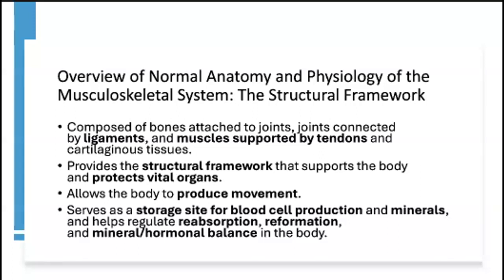So the components, we have our bones connected to joints, our joints stabilized by ligaments, muscles attached to bones by tendons, and cartilage is the cushion of the joints and supports bone growth. The primary functions provide structural support and maintain body shape. It also protects vital organs, like our skull protects our brain, our ribs protect our heart and lungs, and enables movement through coordination of action of bones, muscles, and joints.